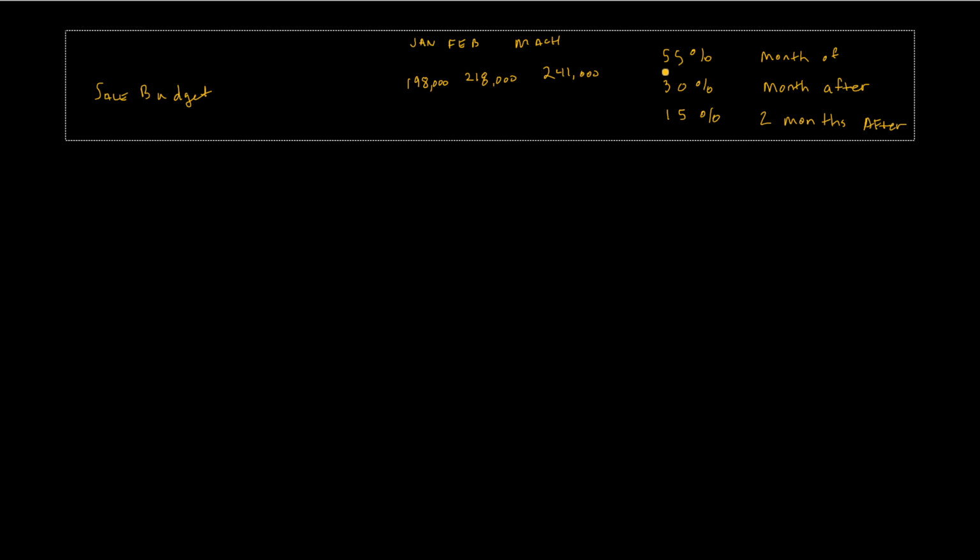And if we just look at the credit collection, 55% of the sales are collected in the month of the sale, 30% collected in the month after the sale, 15% collected 2 months after the sale. So if we start off with January, that's very easy for us to do, right? January, February, and March.